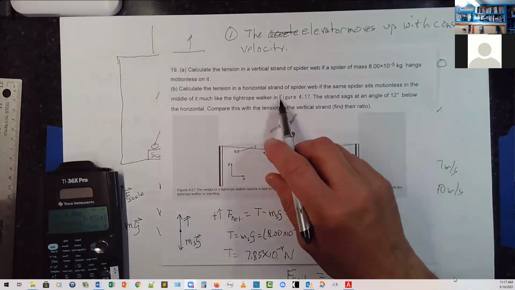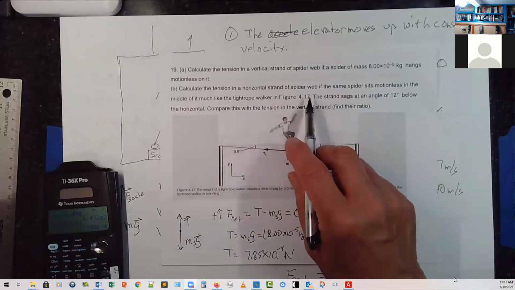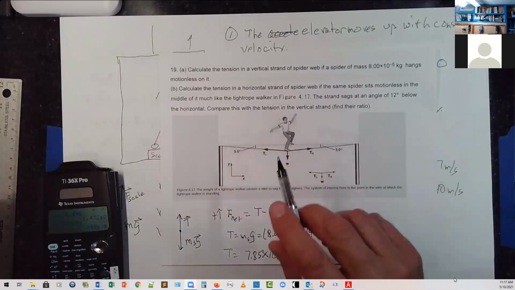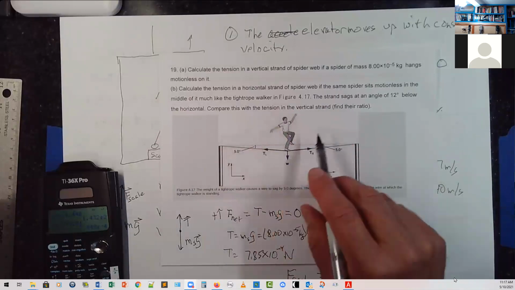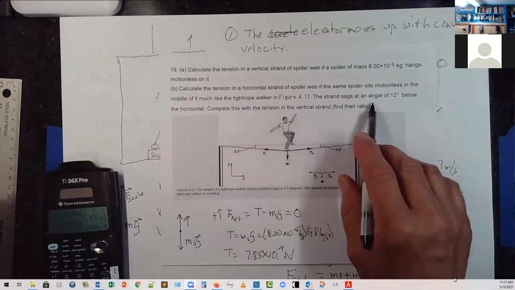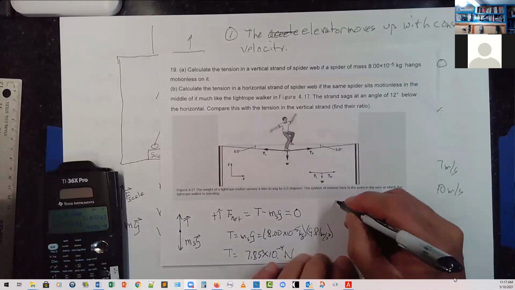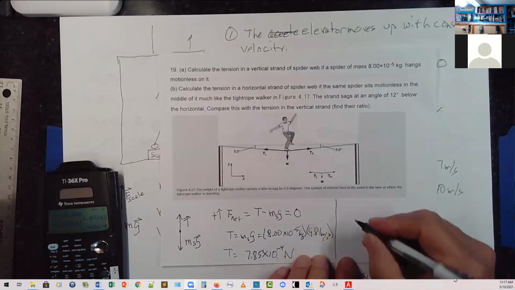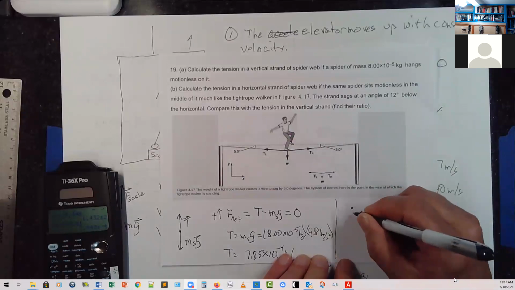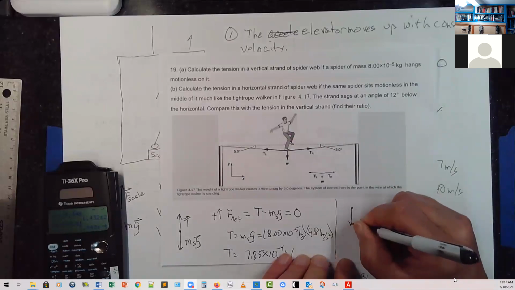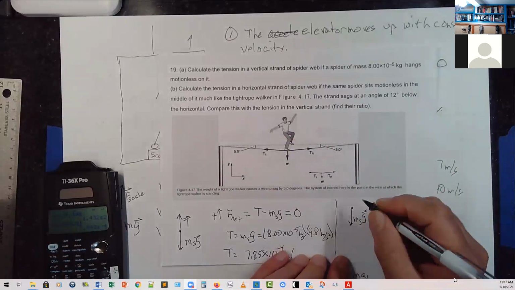Now, part B on here is harder. It says, calculate the tension in a horizontal strand of spider web if the same spider sits motionless in the middle of it, much like the tightrope walker below, and the strand sags at an angle of 12 degrees below the horizontal. Okay, I need to draw a new picture for this. However, for the free body diagram, I'll still have the mass of the spider times g acting downward.